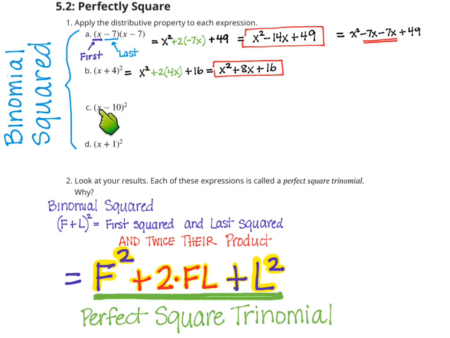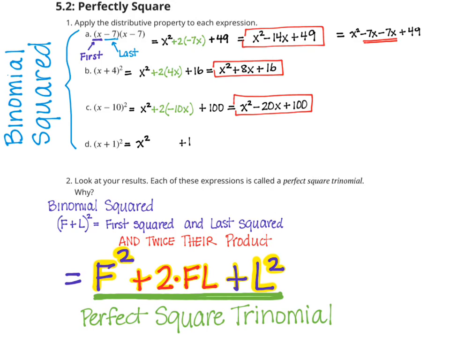Part C, my 2 terms are x and -10. So I have the first one squared and the last one squared, and twice the product of x and -10, meaning -20x. Simplifying it, we have x squared minus 20x plus 100. The last one, we've got the terms x and 1. So the first term squared is x squared, the last term squared is 1. Twice their product gives us 2x. So we've got this perfect square trinomial. Each one of these is a perfect square trinomial.